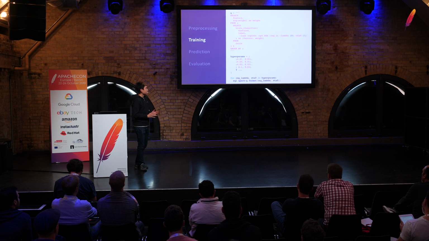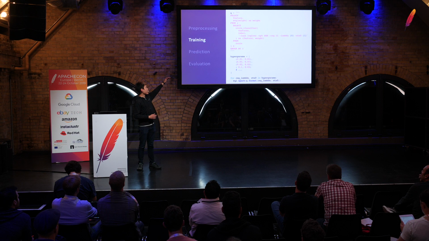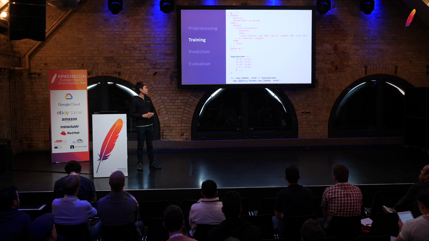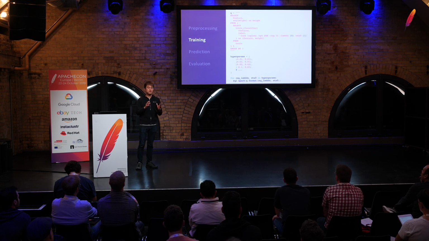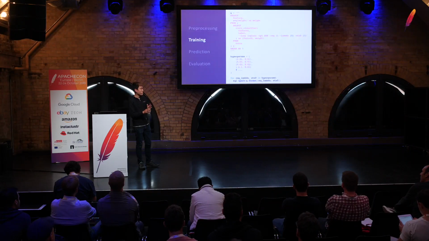Training as well. Like I said, optimizing the hyperparameter, which means the third argument to the train classifier function, is a very difficult part of machine learning. So you need to try multiple combinations of the possible options for a single machine learning model to achieve the best possible prediction accuracy.